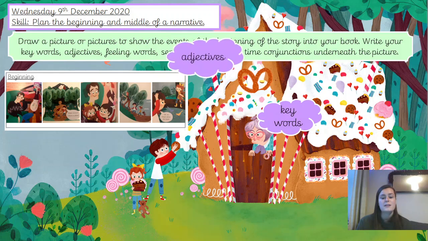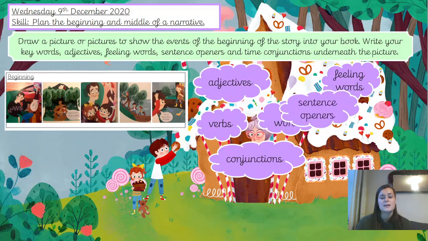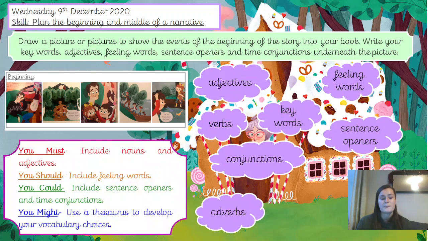And then there is just a reminder for you of what sort of things you could include underneath your pictures. Okay, so once we've done this, once you've paused the video and done this, we're going to move on to planning the middle. And that will be our lesson today. Tomorrow we will move on to the end.